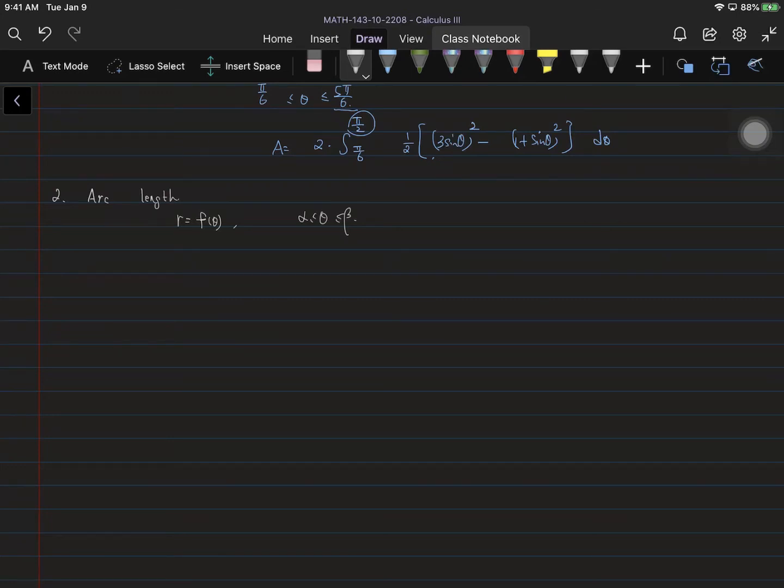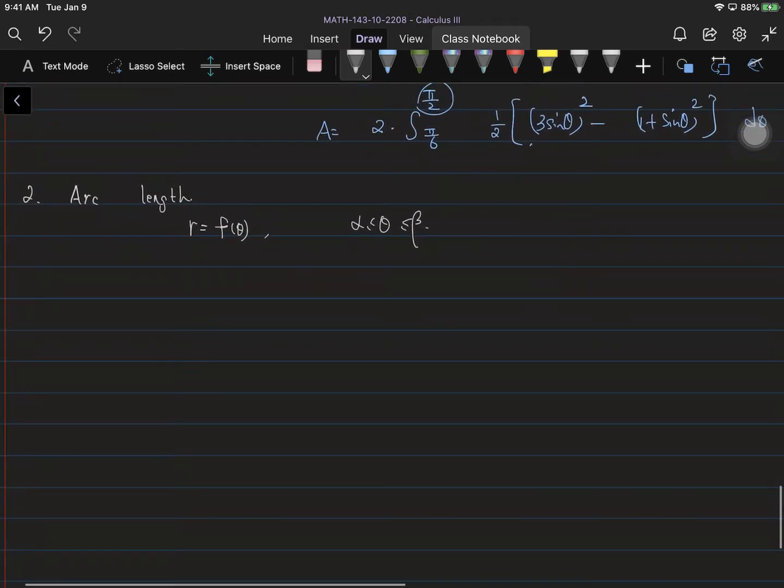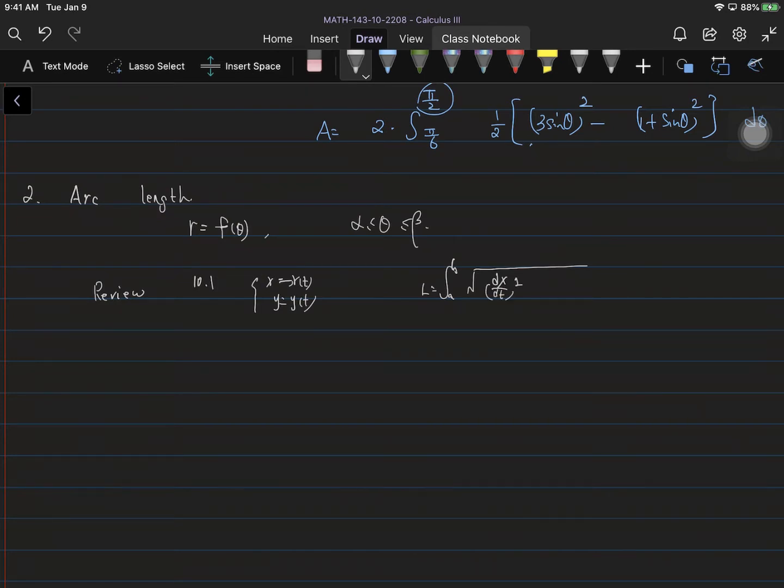Now let's continue to study the arc length in polar coordinates. Firstly, let's review what arc length is for a parametric equation. I think we did that in the 10.1 review. Parametric equation means x equals x(t), y equals y(t), and the arc length equals the integral of the square root of (dx/dt) squared plus (dy/dt) squared dt. And t is the parameter, right?